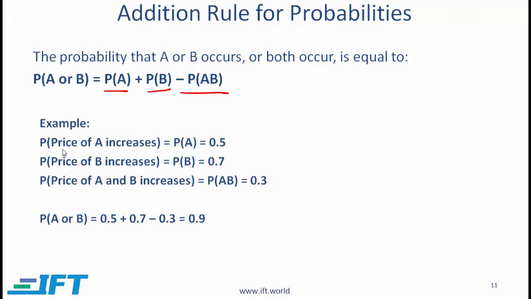Again, take a simple example. You have two stocks, A and B, and you want to know what is the probability of A going up or B going up or both going up. If you are given that the probability that A increases, this is the unconditional probability of A going up, is equal to 0.5. The unconditional probability that stock B goes up is 0.7. And you are also given the joint probability that both stocks go up, which is 0.3. Then probability of A or B is computed using the addition rule, and we simply have 0.5 plus 0.7 minus 0.3, which is 0.9.